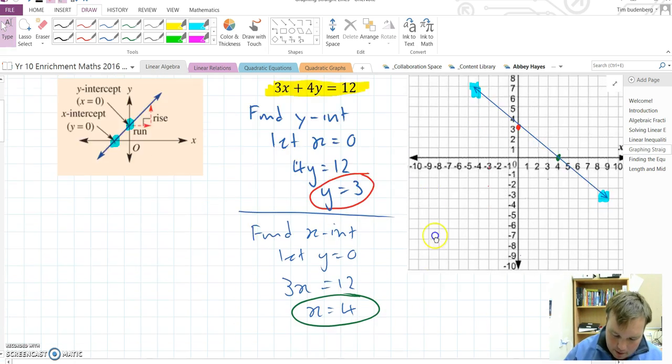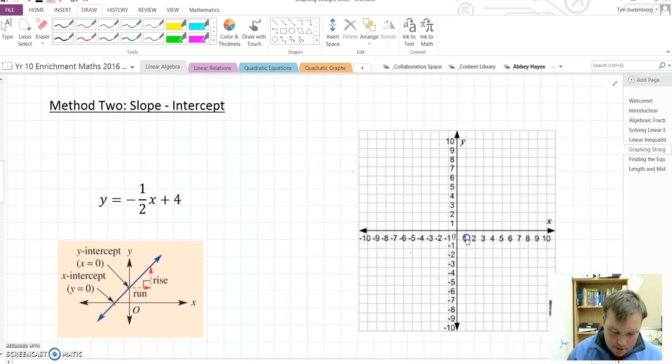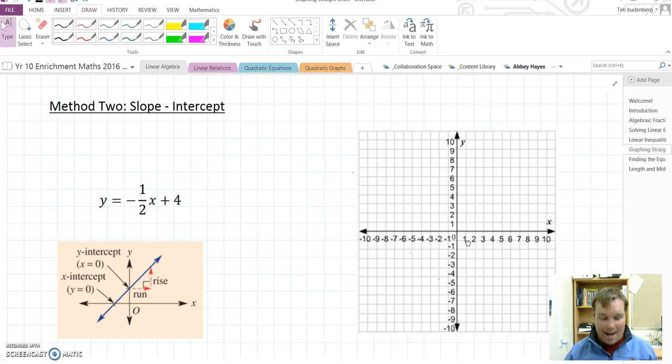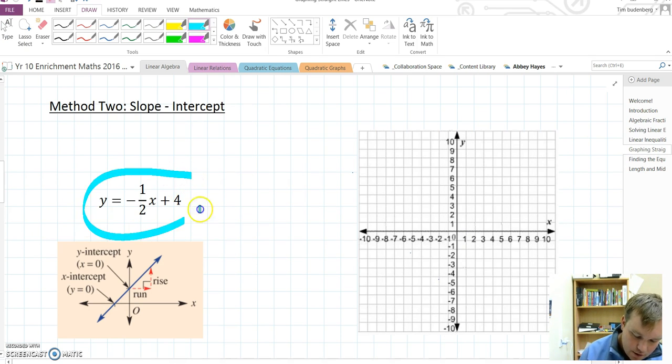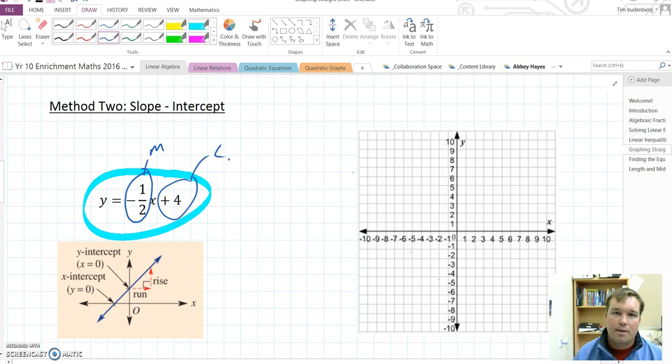Alright, method 1. Method 2 is called the slope-intercept. We just use the y-intercept and the slope. And this is best used if you have it in y-intercept form, or slope-intercept form rather, where the coefficient of x, which isn't always first, but usually is first, we know as m is the slope, and this part on the end, usually called c, is the y-intercept. As we know c is the y-intercept, we know it crosses here. And then we use m to start drawing a line.